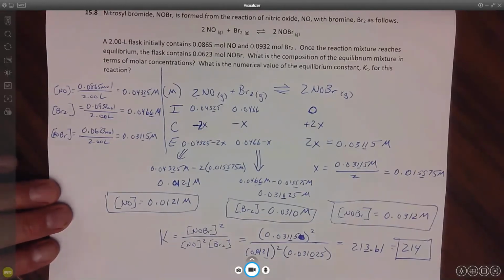Do we now have units in the Kc? Kc does not have units. The equilibrium concentrations all do, but remember, we ignore the units simply because we know that the concentrations are always going to be in molarity. So it just saves us a hassle of following the units.